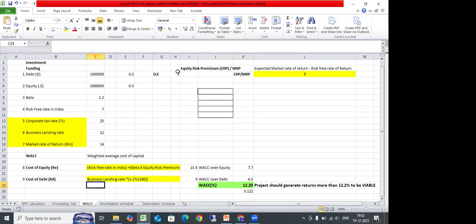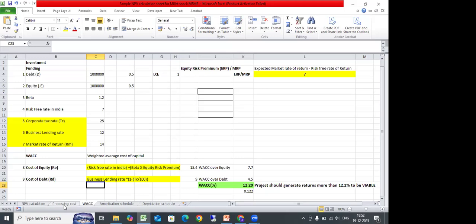In the initial stages, we are just evaluating if our project can generate returns more than 12.2%. That is the whole point. And we are taking the weighted average because, see, if our capital is 10 lakhs, we might have invested 7 lakhs as equity and debt as 3 lakhs. That's why we are giving the weighted average to this, not just an average. That's the concept.